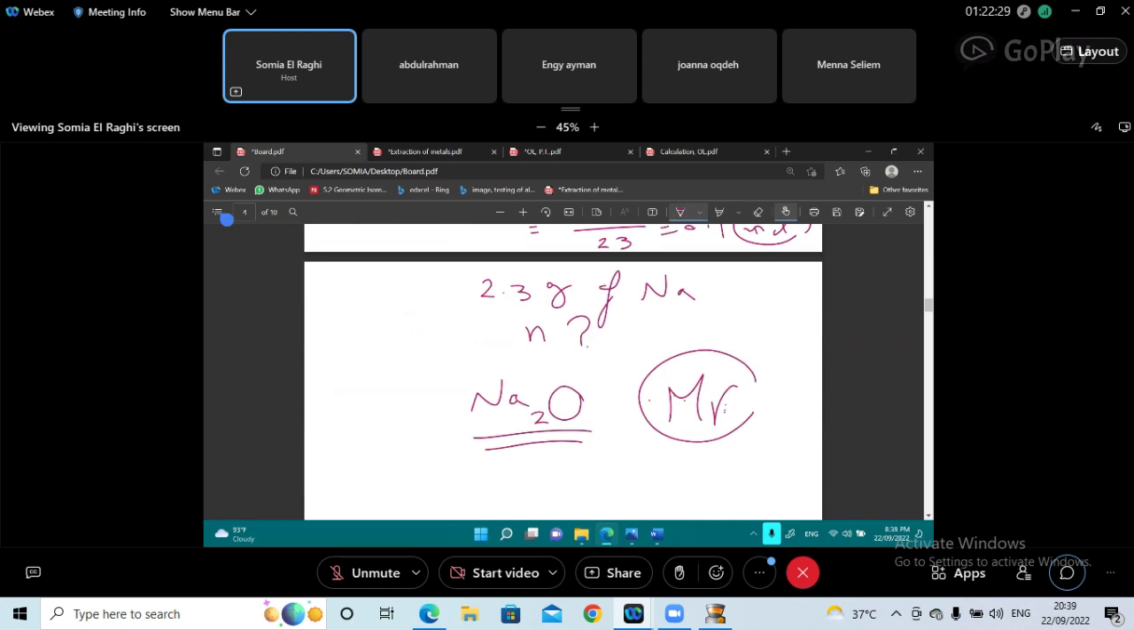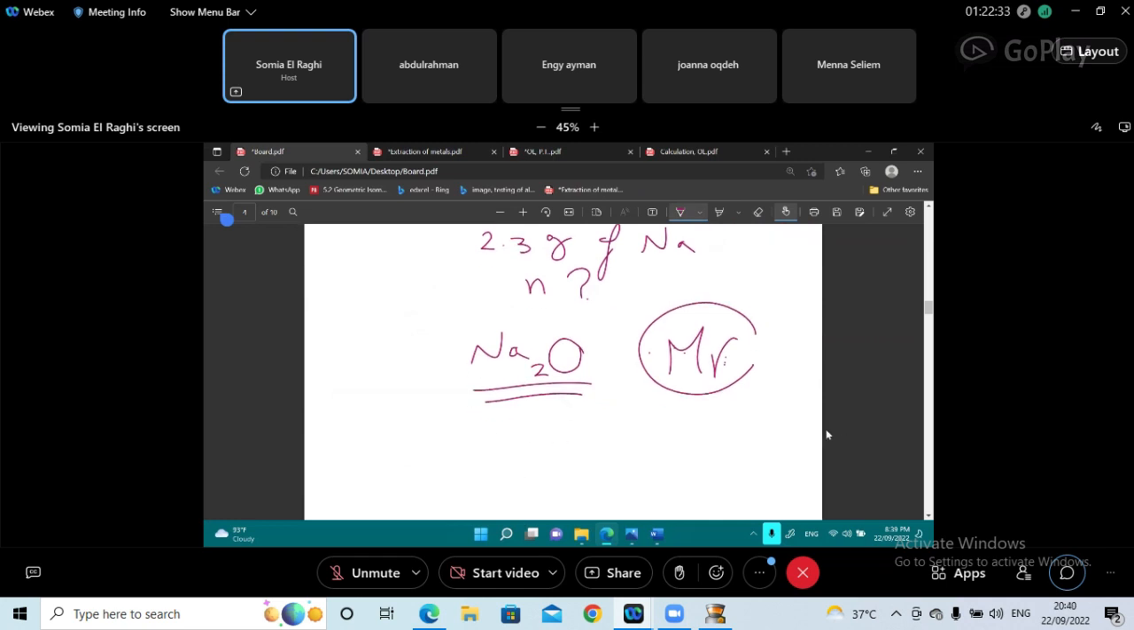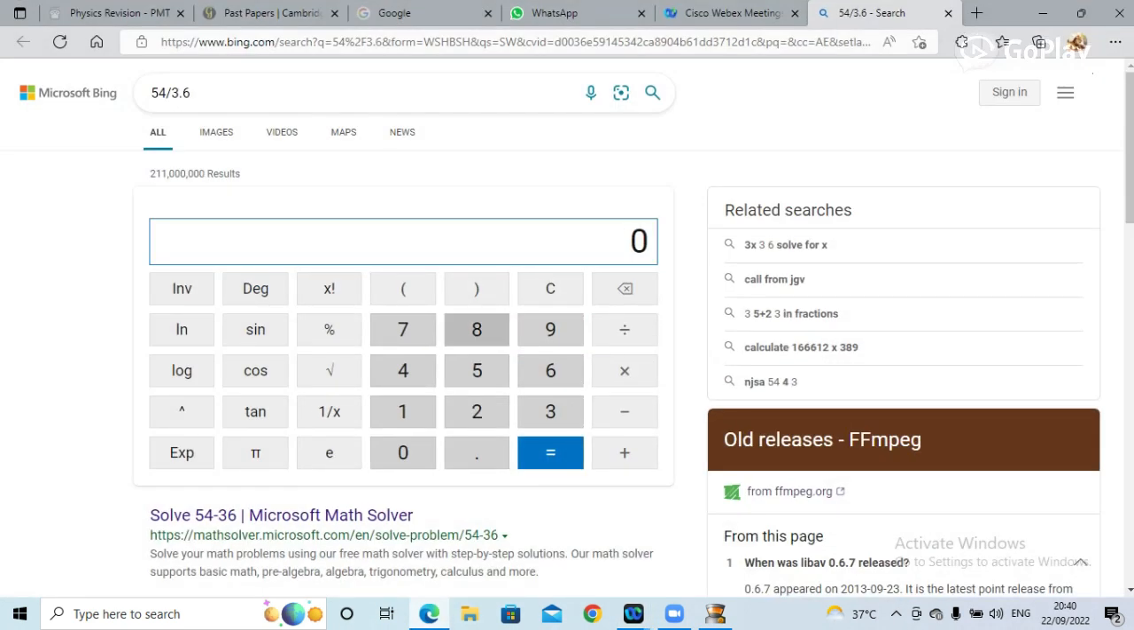It is also called the molar mass, the mass of one mole. How to calculate it? Well, you just add. I have here 2 sodium, and the sodium in the periodic table is 23, we said. And the oxygen is 16.